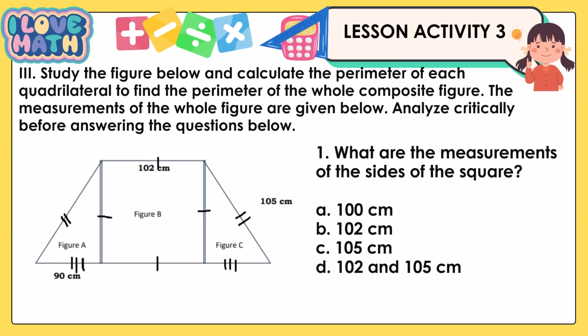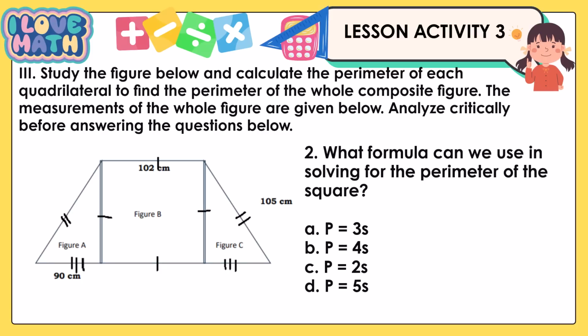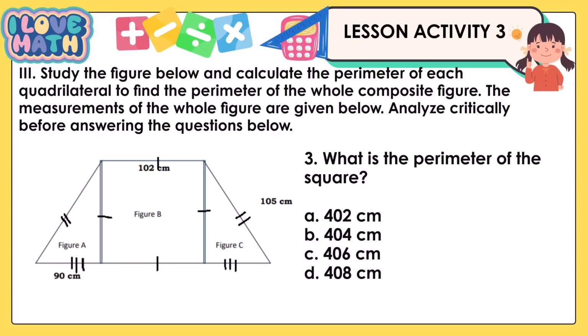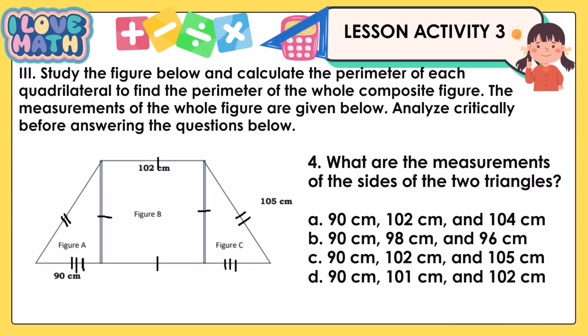Number 1. What are the measurements of the sides of the square? Number 2. What formula can we use in solving for the perimeter of the square? Number 3. What is the perimeter of the square? Number 4. What are the measurements of the sides of the two triangles?